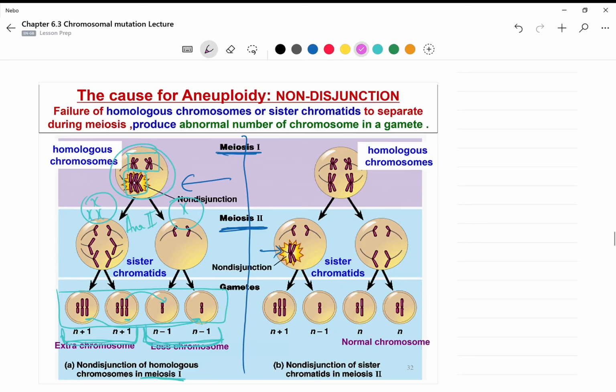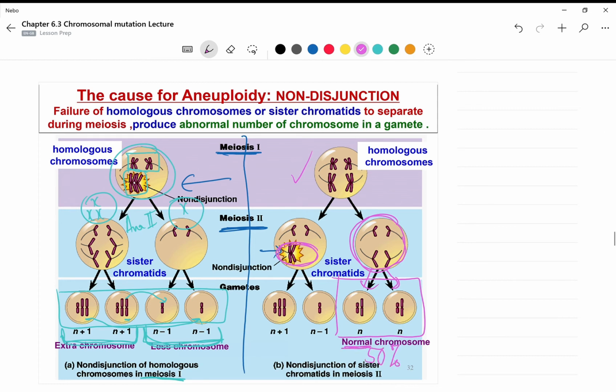If non-disjunction happens in meiosis 2, you will get a slightly different result. So meiosis 1 was alright. In meiosis 2, sister chromatids over here fail to split. On this side, we get normal chromosomes because the sister chromatids at the top here all successfully split. So we have 50% normal chromosomes.